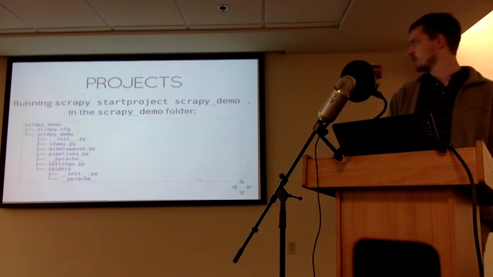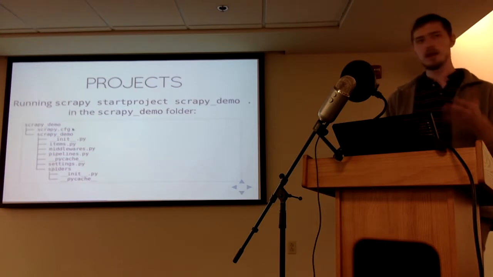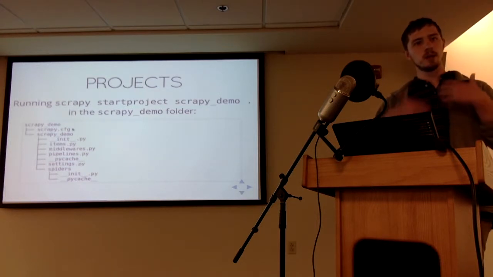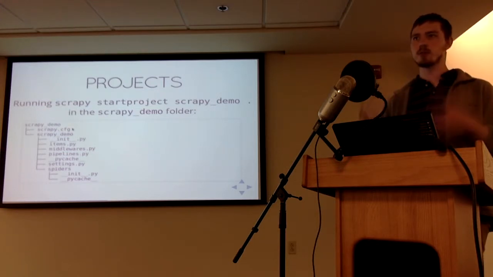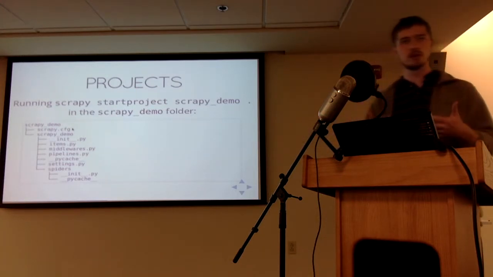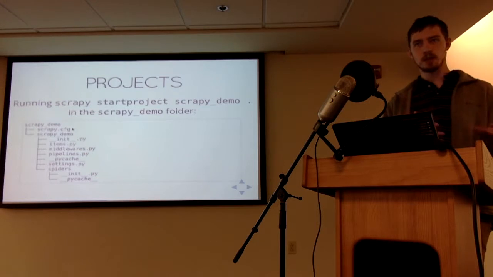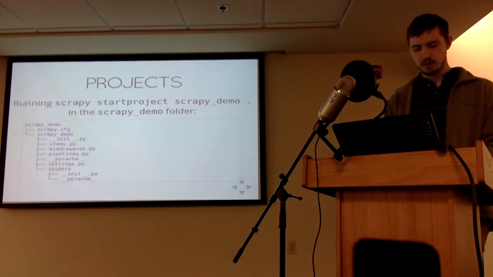The general file structure is going to look like this. The scrapy.cfg is for managing deployments with the Scrapy daemon, which is optional. If you're going to have a scraper running a lot, it's going to be deployed for a long time, you're probably going to want to look into either using Scrapy daemon, or you're going to look at using Scrapy Hub, which is a hosted service for running Scrapy spiders.